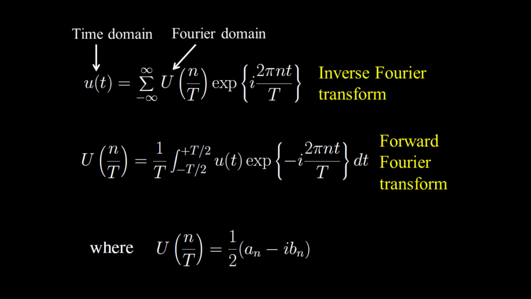Remember that lowercase u(t) is the periodic function, and uppercase U n over T represents its amplitude and phase spectrum. They are known because the coefficients a n and b n, which are included in U n over T, allow us to determine the amplitude and phase spectra. The relationship which allows us to predict a periodic function from its amplitude and phase spectra is known as the inverse Fourier transform.